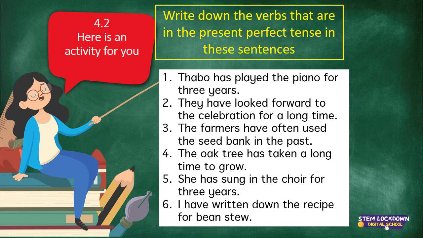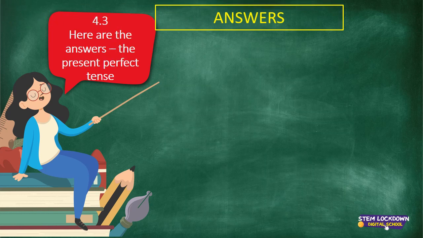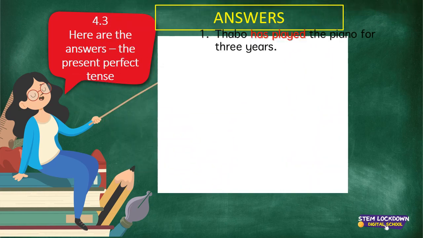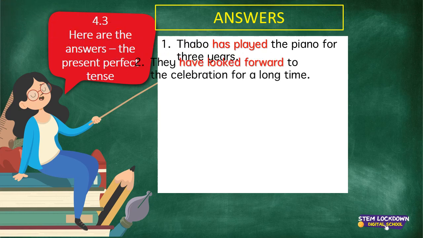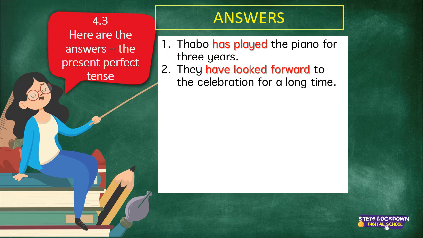Right, finished? Good. Here are the answers. Check your work. We're looking for the present perfect tense in each sentence. Tabu has played the piano for 3 years. Has played. Number 2, they have looked forward to the celebration for a long time. Have looked forward. Looked forward makes up one verb.